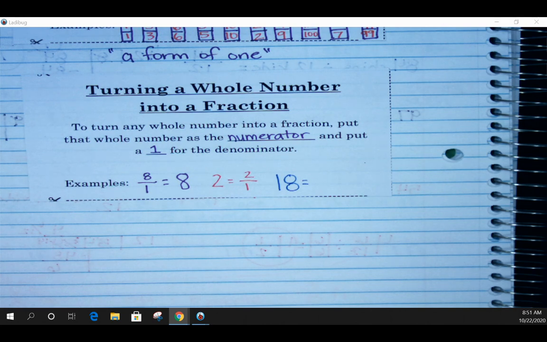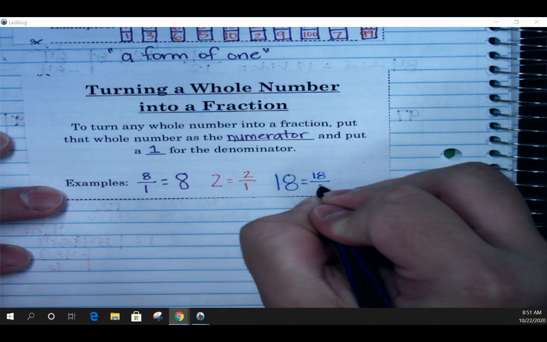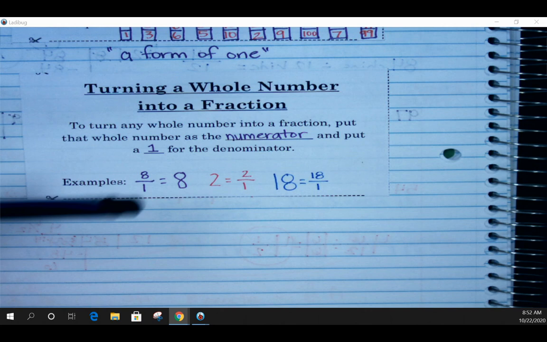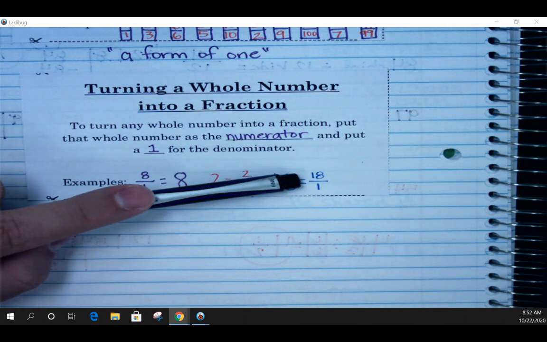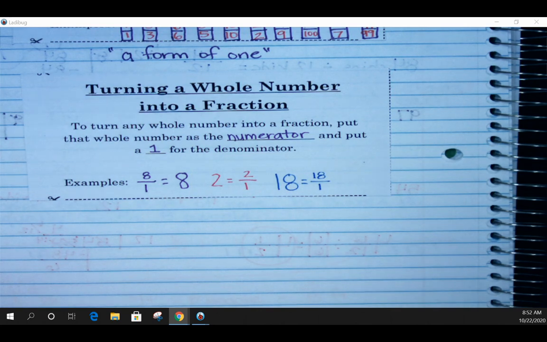Okay, my next example is 18. How do I turn 18 into a fraction, Thomas? 18 over 1. Who can explain why that works? Maddie? Because the line is divided. So 18 divided by 1 equals 18. Is that starting to settle in?